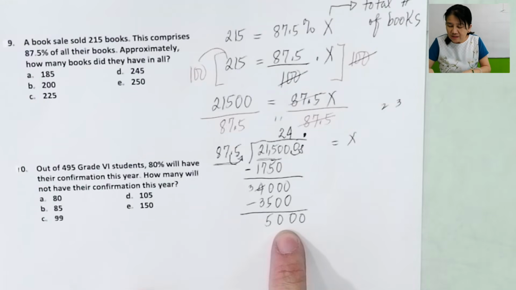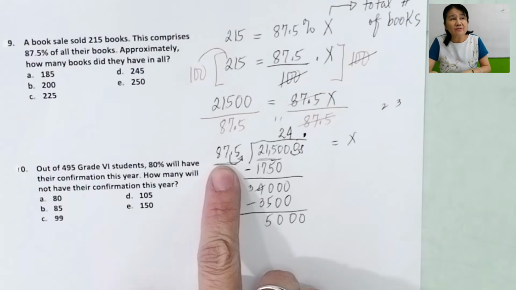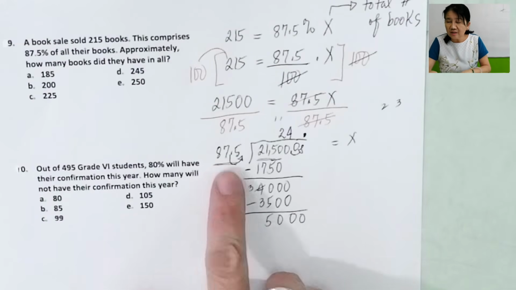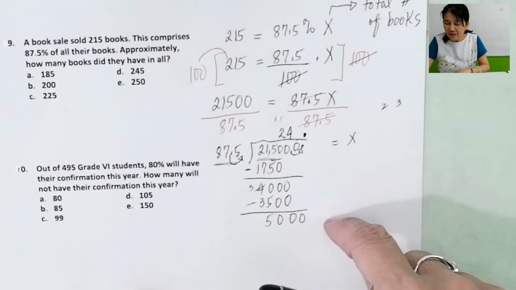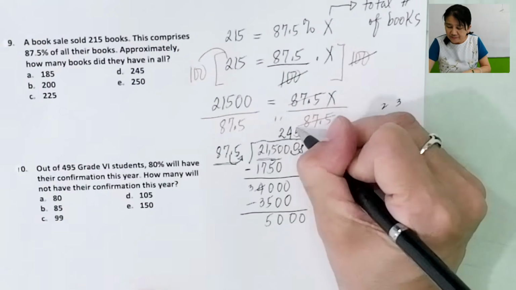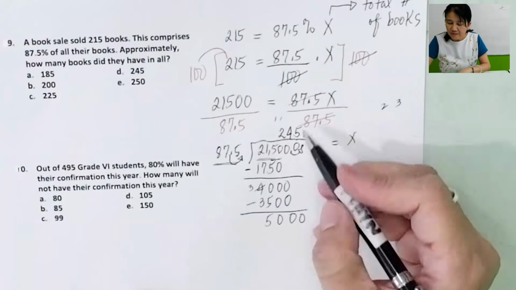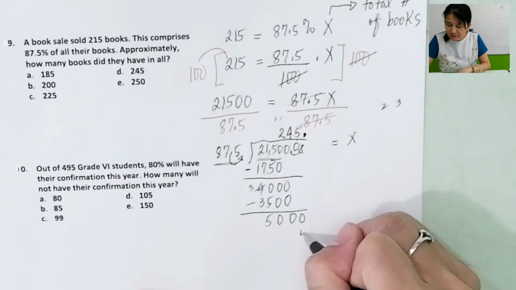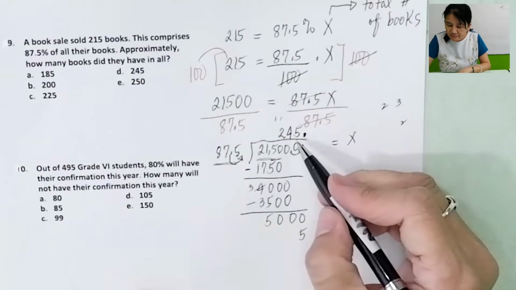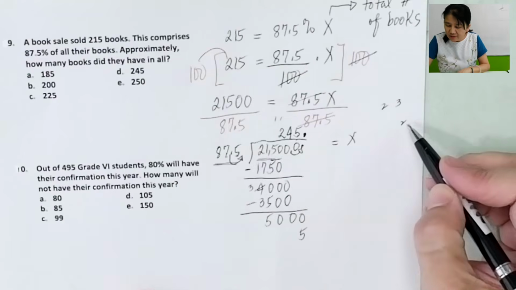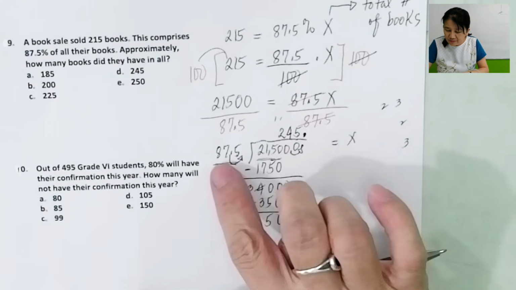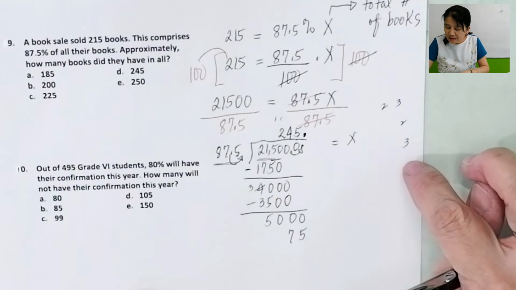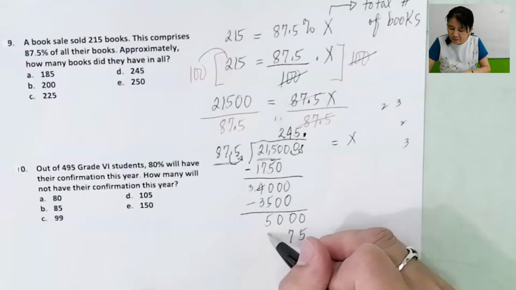In 5,000, how many are 875? So you approximate. 875 is around 900. How many 900s are there in 5,000? Around 5. And then 5 times 5, 25, carry 2. 5 times 7, 35 plus 2, 37, carry 3. 5 times 8 is 40, plus 3, 43.